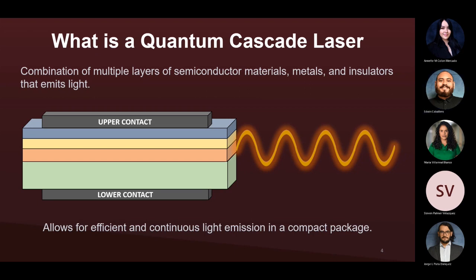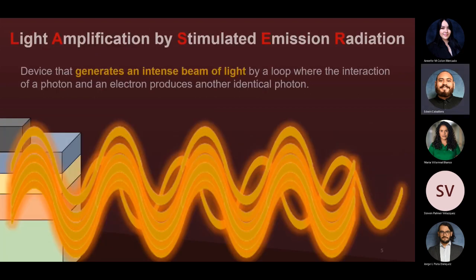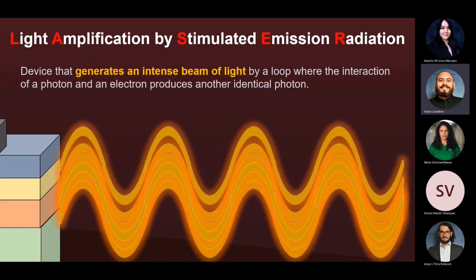Now, the beam that it generates is generated by electrons that are transitioning from one energy state to another. That generates multiple photons from a process that's called stimulated emission. It's right here. And that radiation that has been stimulated can then be amplified by having the photons move back and forth between two mirrors.